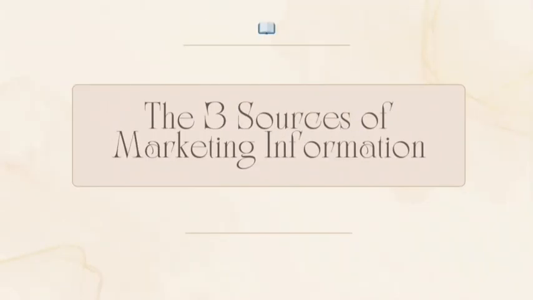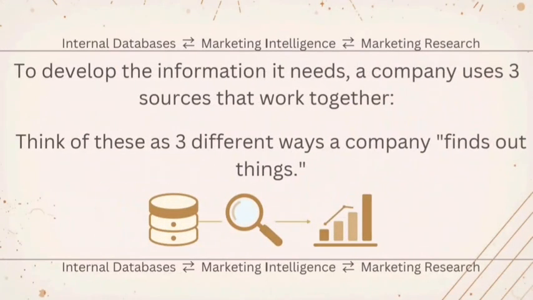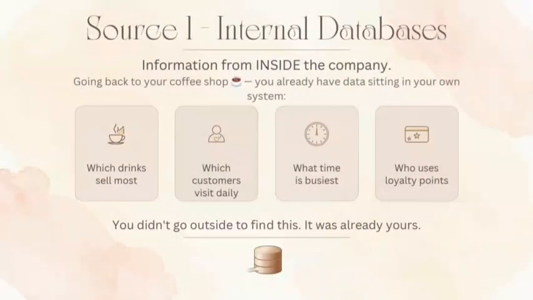The three sources of marketing information. To develop the information it needs, a company uses three sources that work together: internal databases, marketing intelligence, and marketing research. Think of this as three different ways a company finds out things.